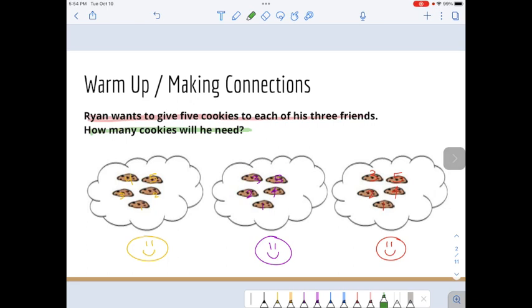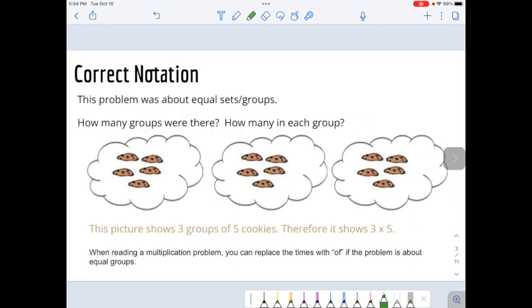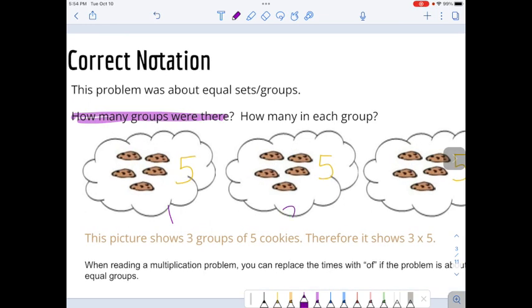But the point of this isn't to get the answer to the problem, it's to think about what this problem means, right? So this problem is about equal sets and groups. There are 5 cookies in the first cloud, there are 5 cookies in the second cloud, and there are 5 cookies in the third cloud, right? So how many groups were there? There were 3 groups. 1, 2, 3.